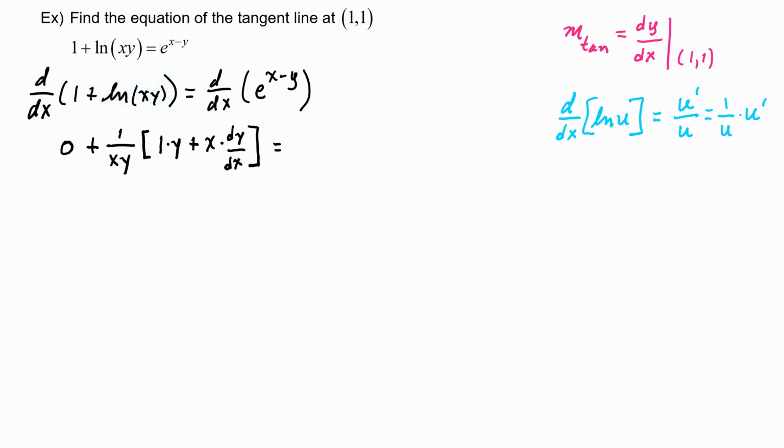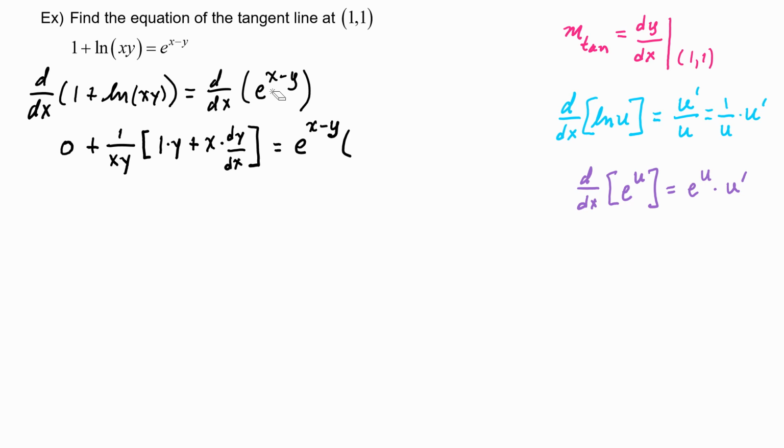And that has to equal the derivative of the right-hand side. And be reminded that the derivative with respect to x of e to the u is equal to e to the u times u prime, the chain rule piece. So the derivative with respect to x of e to the stuff is going to be e to the stuff times the derivative of the stuff.